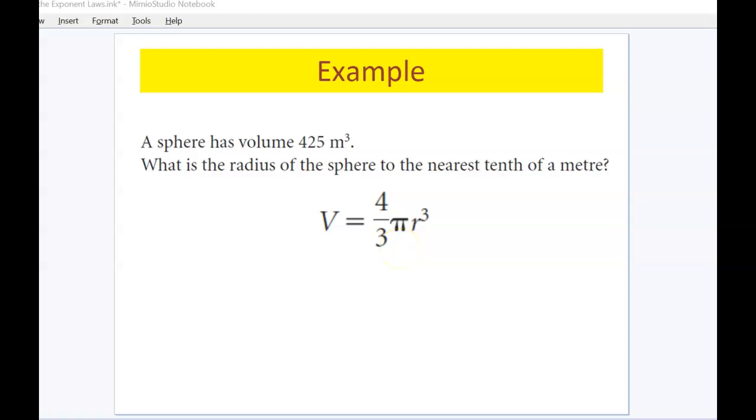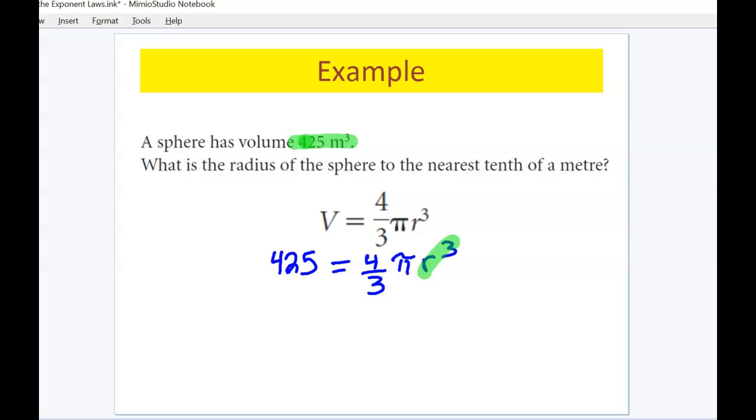And so we know what the volume is. The volume is 425 meters cubed. So in place of the volume, I'm going to put in 425. So now 425 is going to be equal to 4/3 pi r cubed. And I'm trying to find the radius, which means I have to isolate the variable r.